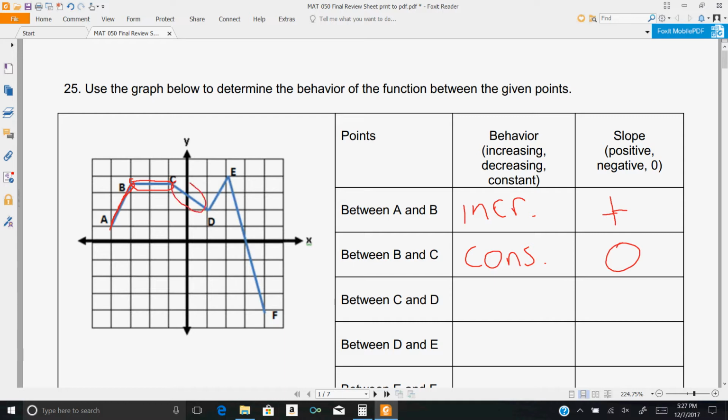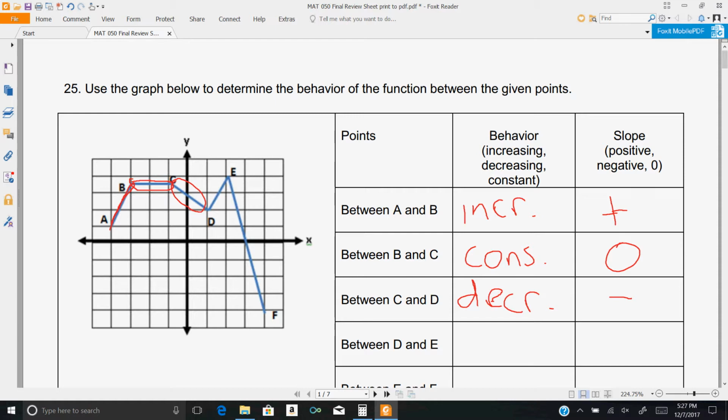C to D, if I go from C to D as I'm going to the right, it decreases. Which means the slope is negative. The change in y is negative, the change in x is positive. So I have a negative divided by a positive, which gives me a negative.